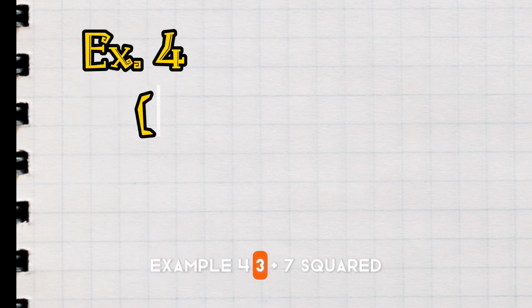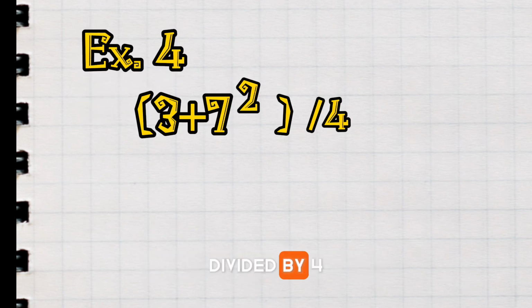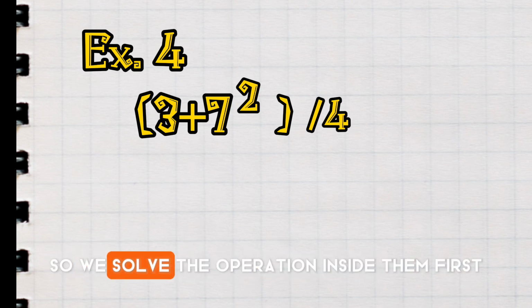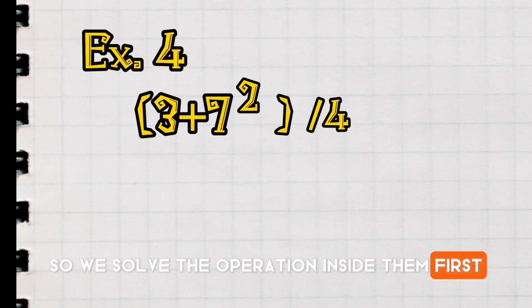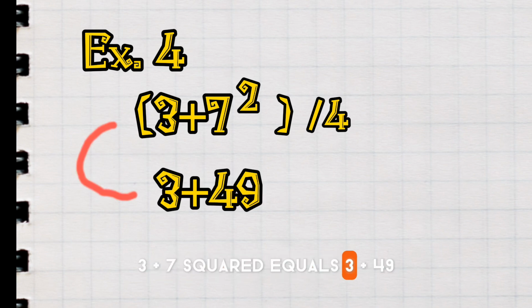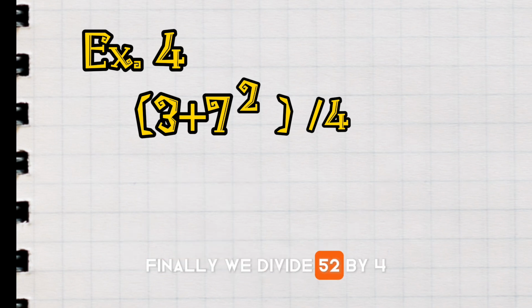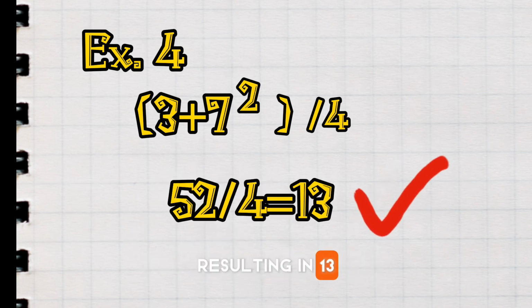Example 4. 3 plus 7 squared divided by 4. In this example, there are parentheses. So, we solve the operation inside them first. 3 plus 7 squared equals 3 plus 49, which is 52. Finally, we divide 52 by 4, resulting in 13.